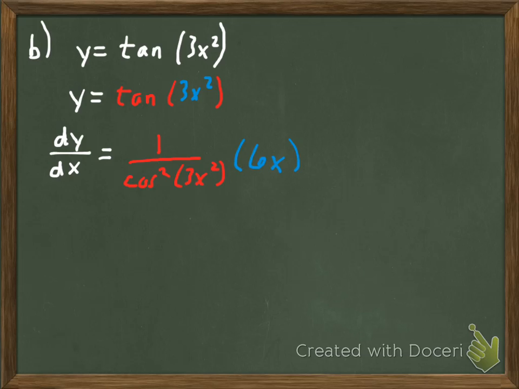Now, another thing we're going to work on with these trigonometric derivatives is writing the expressions in simplest form. And I would like to write this all as a single fraction, and that'll simply be done by putting the 6x up in the numerator. So here's what the final answer would look like.